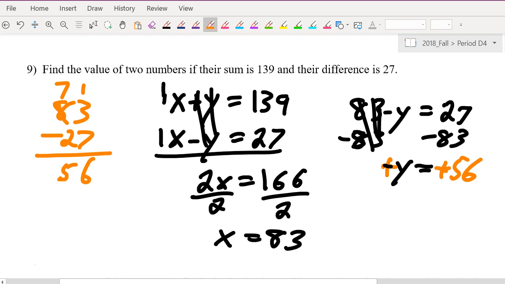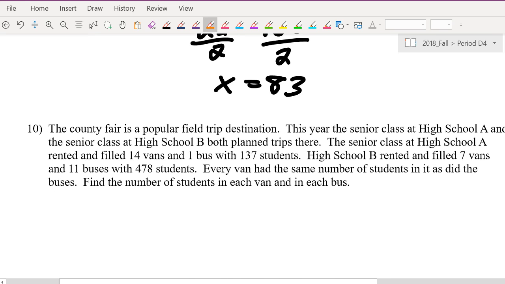Now we should test them. Do they add up to make 139? Yes. Well, you have to show a system. Sometimes people do, I bet you did x equals y minus 27, a different equation. That'll work also. If you did a different order and then you substitute instead of eliminate, that's still correct.